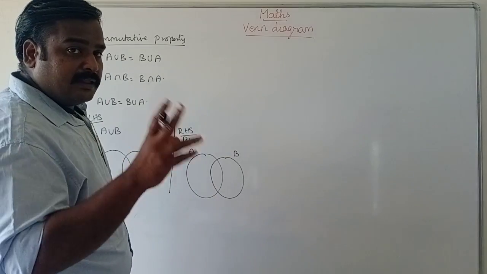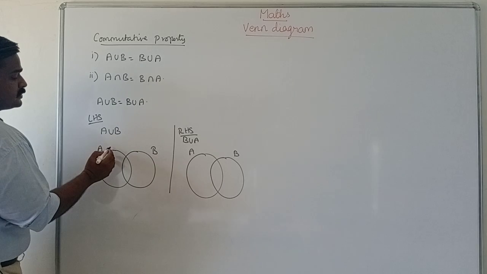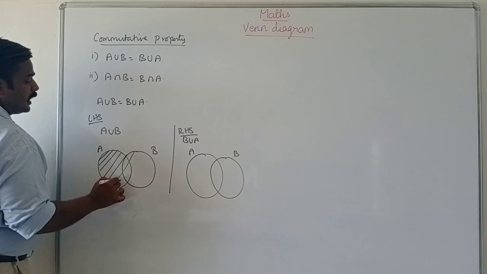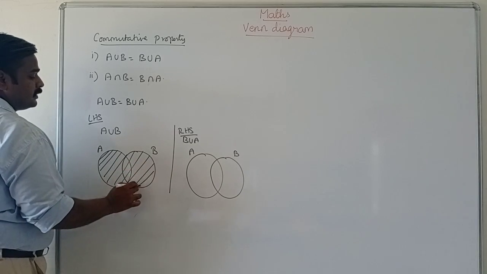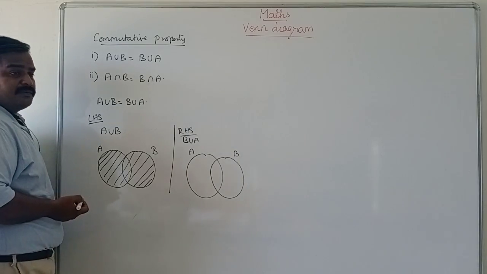You have to shade both A and B. You should not leave out A and shade only B, or leave out B and shade only A. So you are going to shade both A and B. This is the diagrammatic representation of A union B.